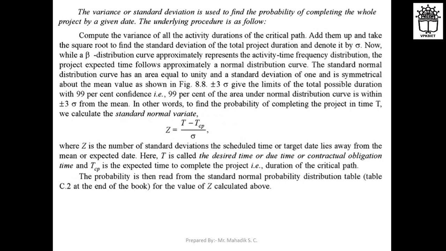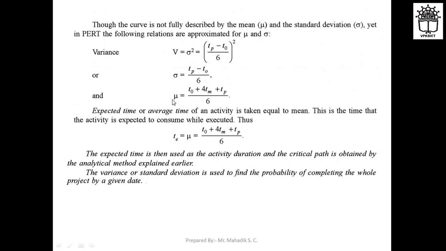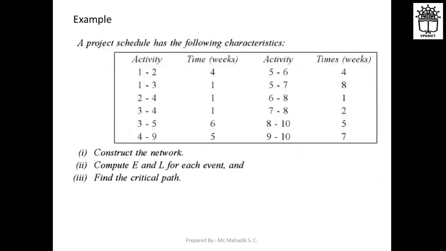So the variance or standard deviation is used to find the probability of completing the whole project by a given date. So the underlying procedure is as follows to be followed for calculating that. Before that, you should know the relations between the variance, the mean, and the standard deviation, which are related to the three time estimates that we have seen, that is your mean time, TO, TM, and TP. So that we have seen here.